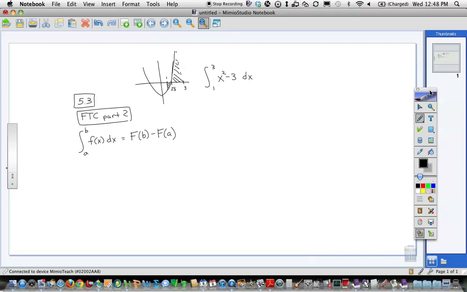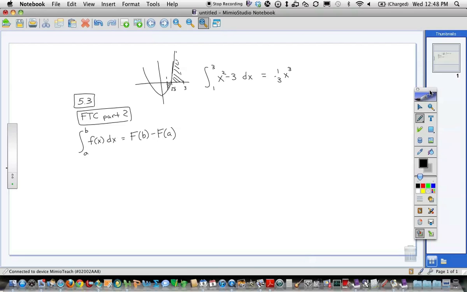So according to the fundamental theorem, we do what? Do the antiderivative, big F. Now here's the notation I want you to use. I didn't show you this yesterday, but the notation I want you to use we're going to call right bracket notation. We do the antiderivative. So what's the antiderivative of x squared?